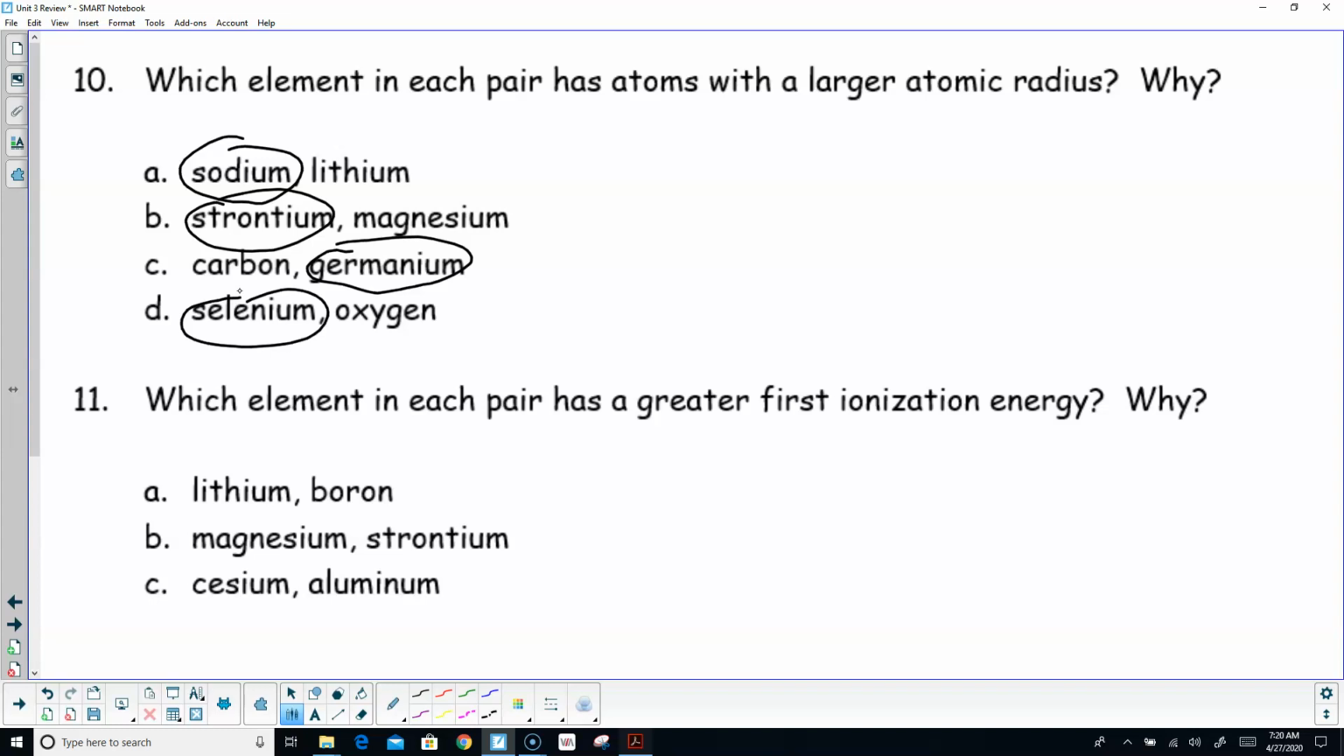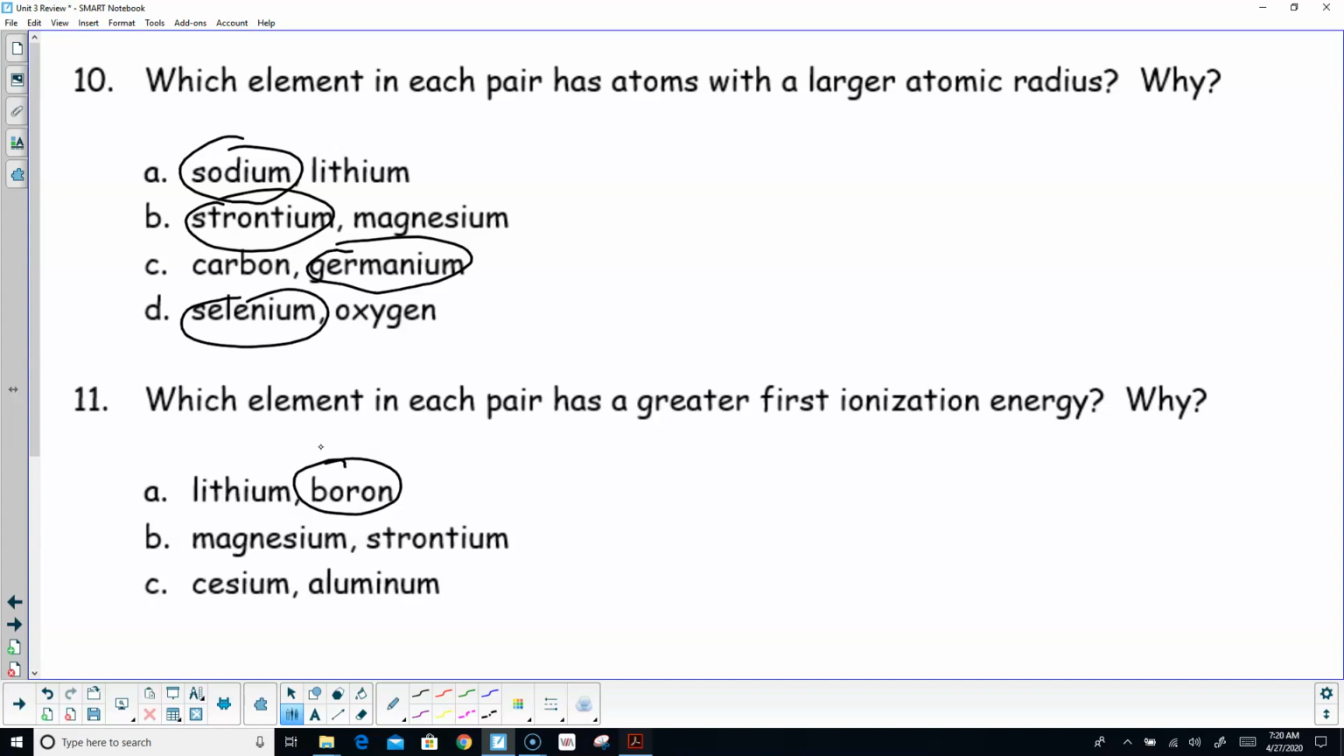Which of the following has the greater first ionization energy? You have to recall first ionization energy is the amount of energy it takes to strip an electron away from an atom. We have lithium and boron. It's going to take more energy to strip one from boron. Remember, it increases as you go across because you're getting closer to that octet, more protons, all that jazz.